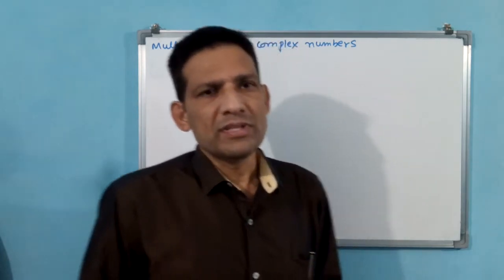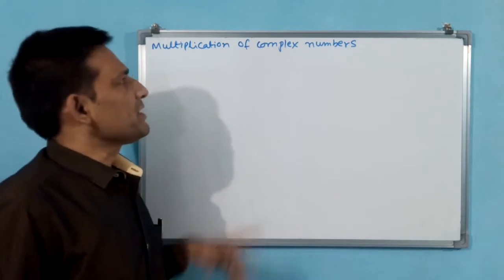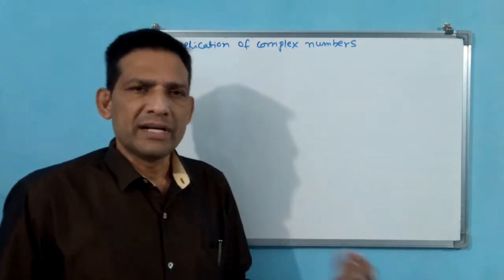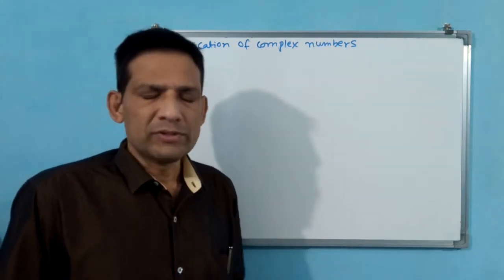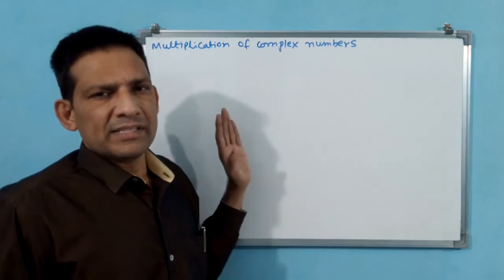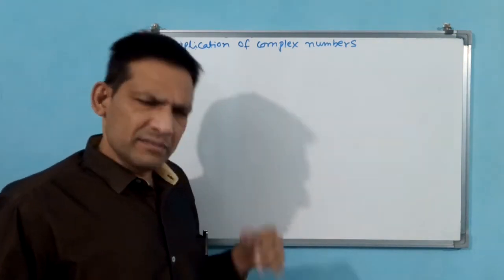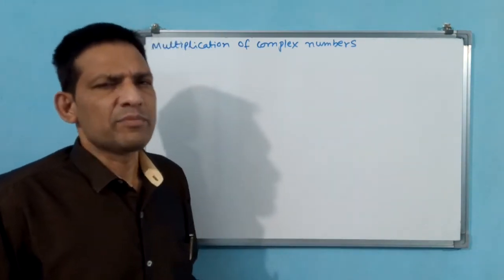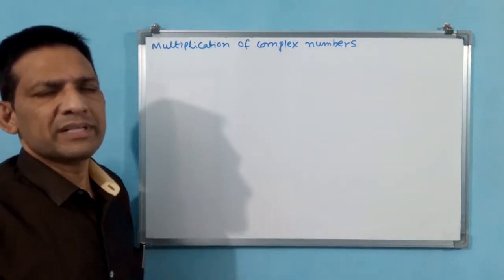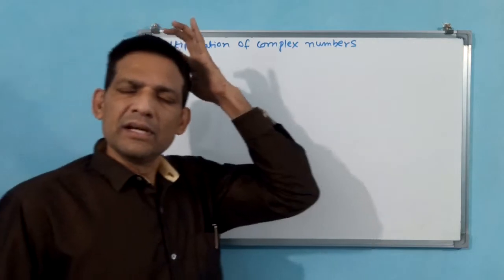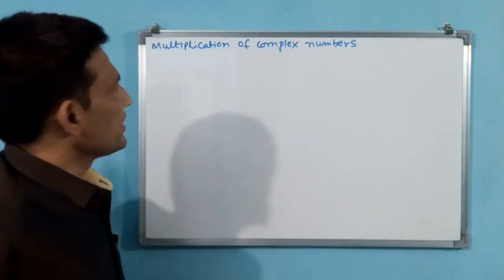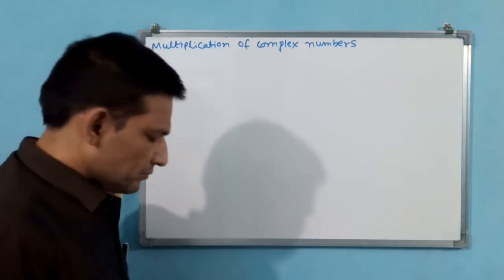Now in this class, let us see multiplication of complex numbers. Four operations are there normally: addition, subtraction (which we have called difference), multiplication and division. We have studied properties for addition. We will study multiplication and its properties. Afterwards, we will study division also. Let us see multiplication of complex numbers.